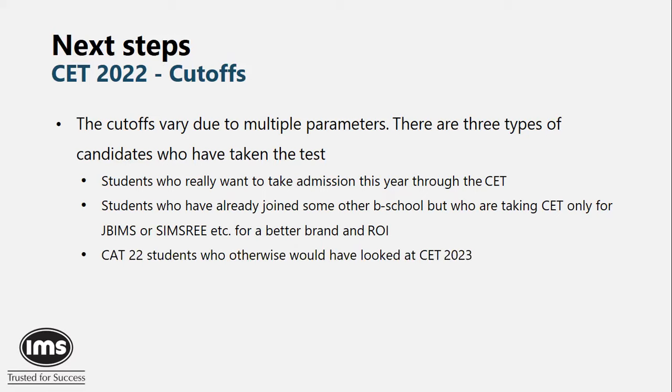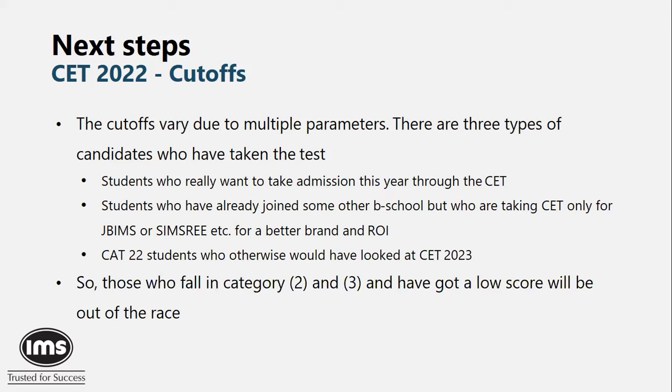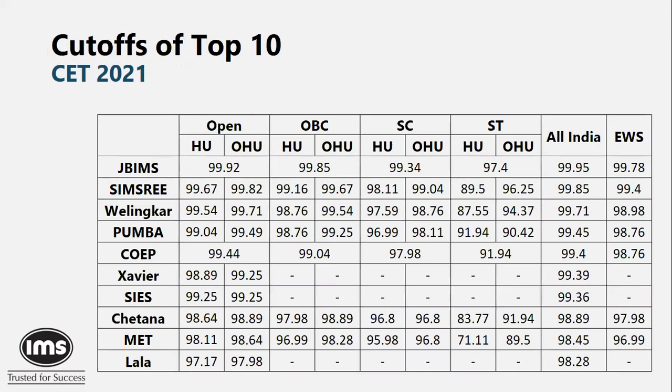So I was talking to one of the students who had sent me the scorecard, and I realized that the person is actually a CAT 22 enrolled student, but just because an opportunity was there, the person ended up taking CET this year. So those who fall in category 2 and 3 that we spoke about, the students who have already joined some other B school, or people who are actually CAT 22 students and have got a low score this time, will be out of the race. And that is why it is going to create a lot of impact on the final ranks that we will get. So though we will look at the percentile cutoffs, only when we get the ranks, we'll be able to comment on the final chances of students.